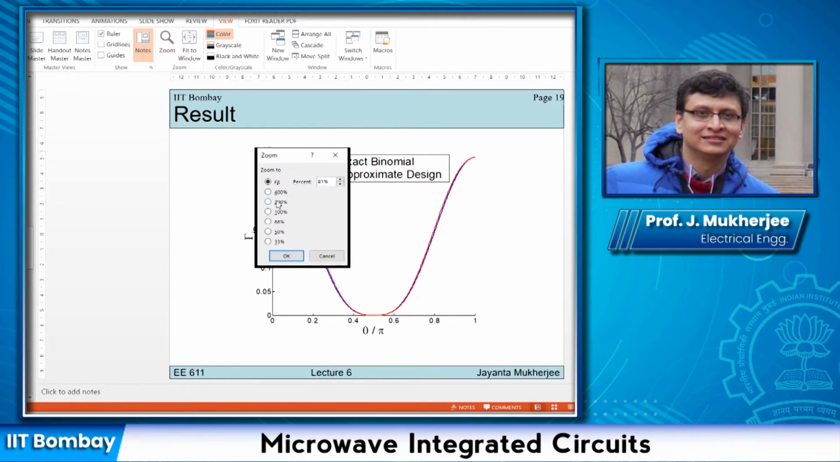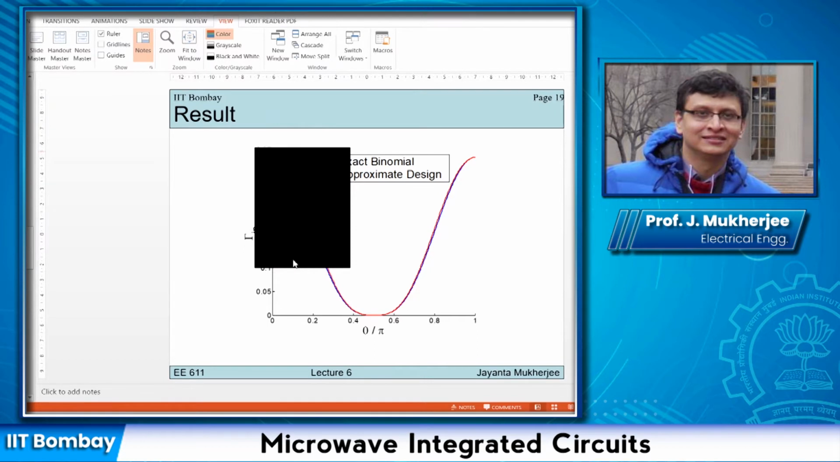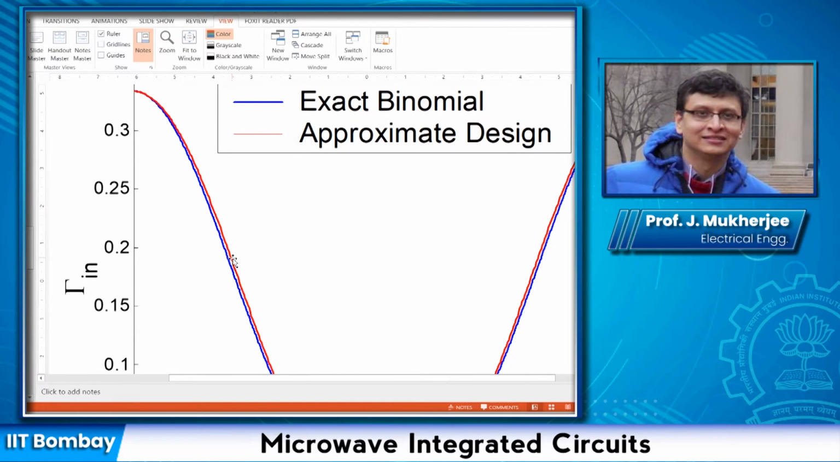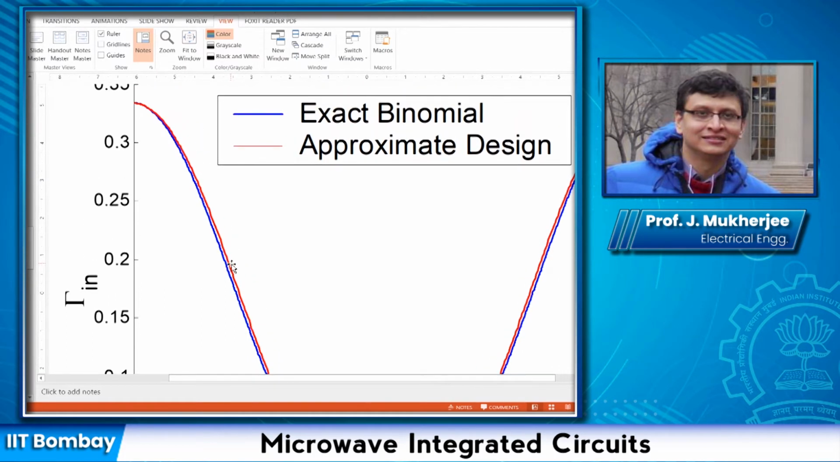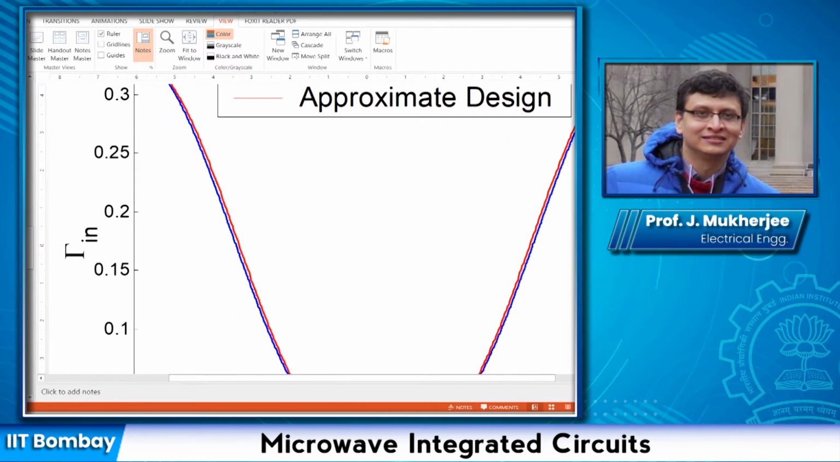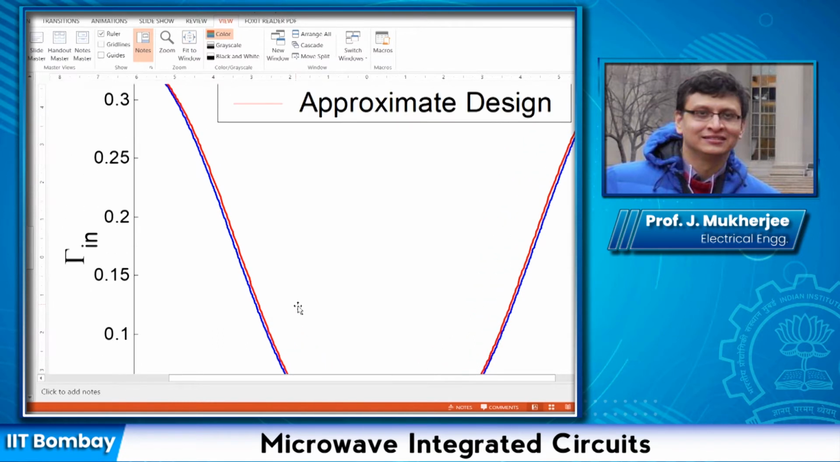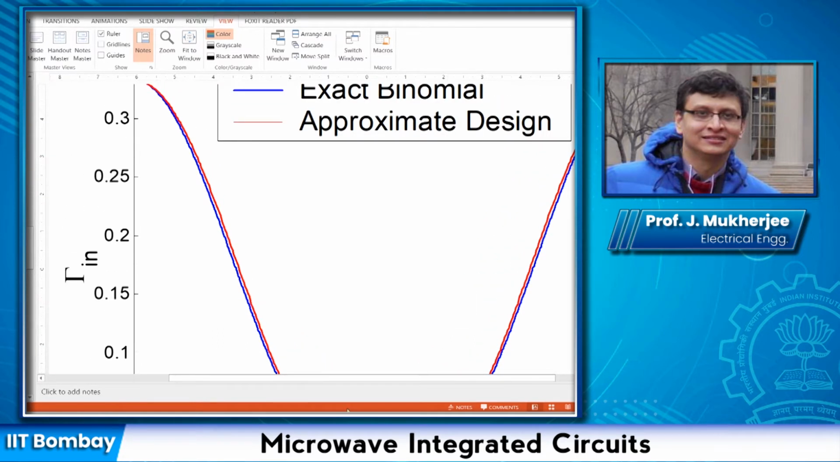So if I just zoom this a little bit, observe this blue one is the exact expression for gamma in that I obtained from the binomial formula, and this red one is my gamma in that I obtained from simulation in ADS. They're very close, they do follow the maximally flat principle, but there is a slight difference between the two. And this is happening because of the approximation, because of that logarithmic approximation that I am taking.